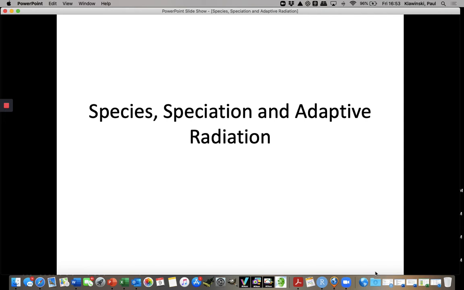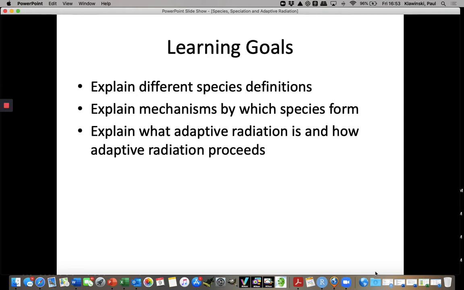And before we start on that, we have to have some idea of what a species is. So the learning goals for this are to have you be able to explain different species definitions, so know what the different species definitions are and what their utility is, when they work and are applicable, and the conditions under which they're not really workable or applicable. Explain the mechanisms by which species form, so the different models of species formation, and then explain what adaptive radiation is and how it proceeds.